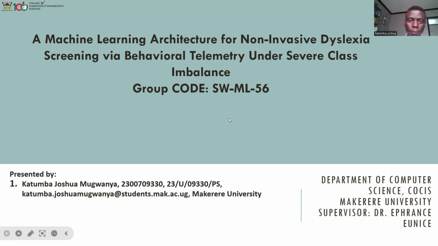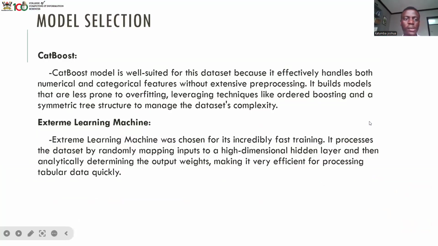My title reads A Machine Learning Architecture for Non-Evasive Dyslexia Screening via Behavior Telemetry under the Severe Class Imbalance. We're tasked to train two models, and I came up with two. The first one is called a CatBoost, and the second one is called an Extreme Learning Machine.